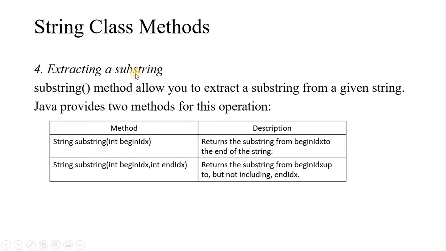Next is substring. Within the string we can take a substring, a part of the string. Where you want to start from, that is the beginning index. If you do not give an end index, from the beginning index till the end of the string it will be constructed as a substring. The other way is to give a beginning index and an end index, and between these it takes the value and constructs the substring. So the substring can be a part of the actual string.